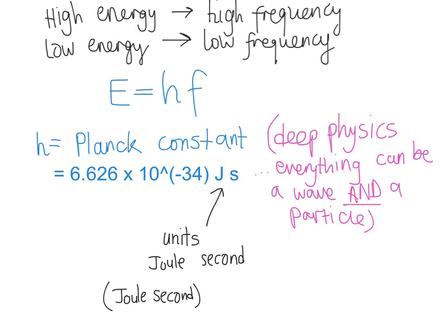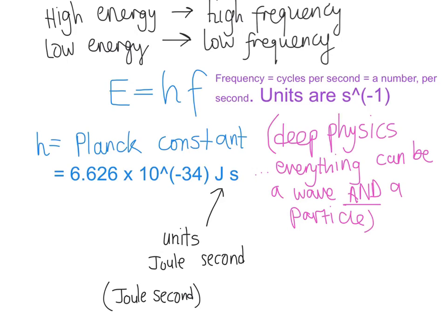So we know the units of the Planck constant. What are the units of frequency? So frequency of something is defined as cycles per second, the number of cycles per second. Cycles doesn't have a unit, it's just a number. But per second, that's a unit.